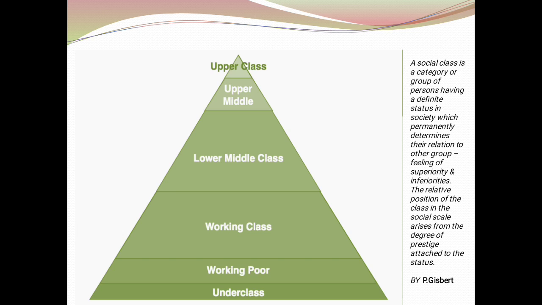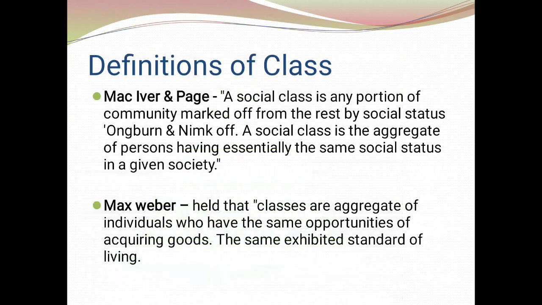A social class is a category or group of persons having a definite status in society which permanently determines their relation to other groups, feeling of superiority and inferiority. The relative position of the class in the social scale arises from the degree of prestige attached to the status. It was stated by P.G. Gisbert. Now the definitions of class: there are many philosophers who give definitions of class, so we will see some of them.